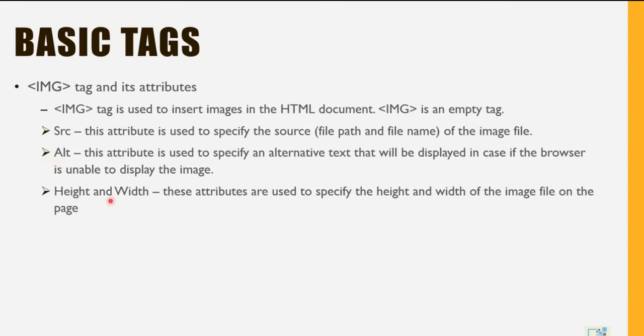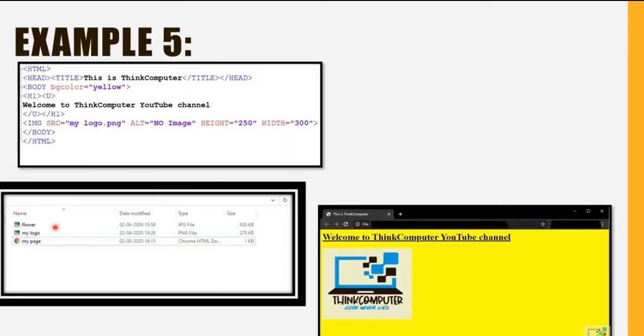Height and width. These attributes are used to specify the height and the width of the image file on the page. Now let's see one example to understand the image tag and its attributes. In this example, I have used this HTML program in which I have used the image tag. As you can see, I have written img src equal to mylogo.png. So mylogo.png is the name of my image file.